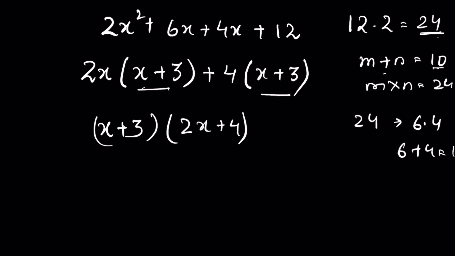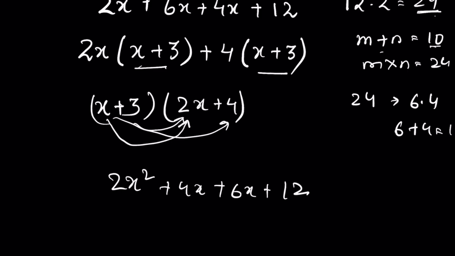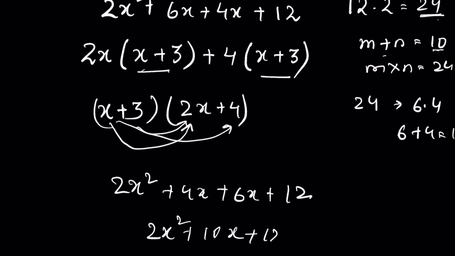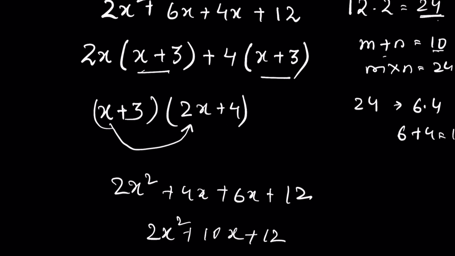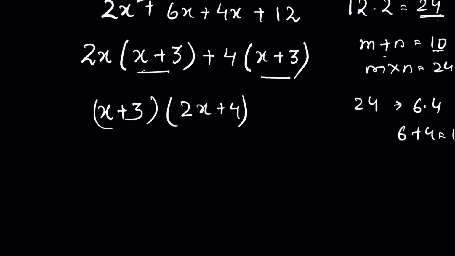How? This x will multiply to 2x and 4, so 2x square plus 4x, and then 3 multiplied to 2x plus 4 plus 6x plus 12, so 2x square plus 10x plus 12. So the two factors here are x plus 3 and 2x plus 4.